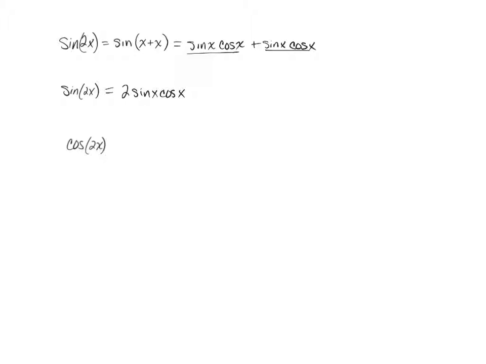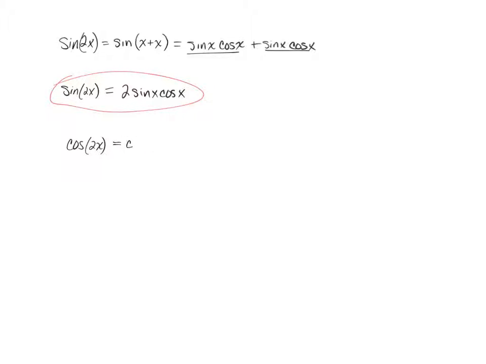And there is our go-to formula for whenever we see sine of 2x, we can use its equivalent, which is 2 sine x cosine of x, which is convenient because we have a single angle that we can reference as opposed to a double angle. For cosine of 2x, we're going to do the same idea.